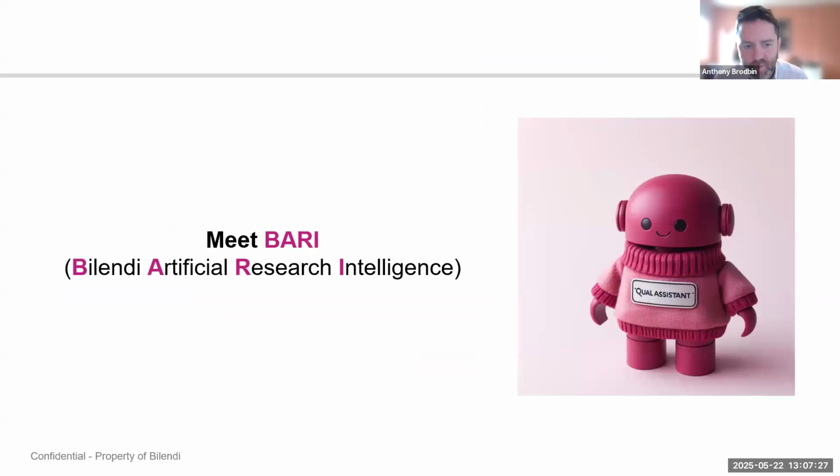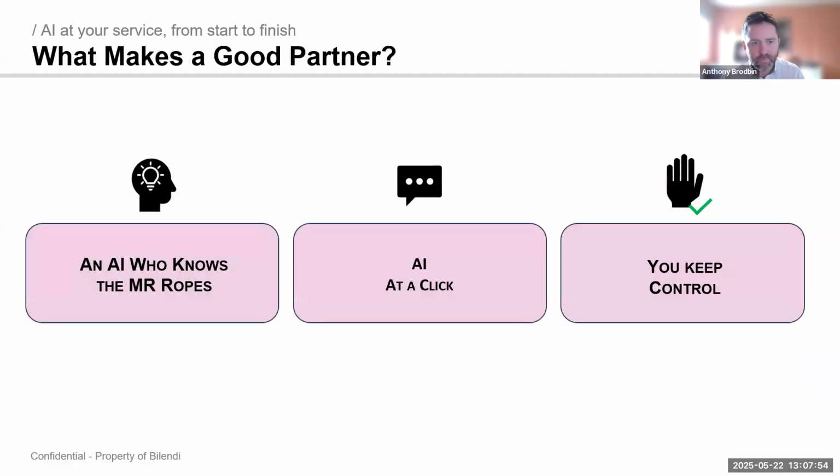So I want to take a second to introduce you to Barry here, who is the kind of qual research assistant that we've developed that can help you with all of these different project types that Melissa walked us through. So Barry stands for Bilendi Artificial Research Intelligence. We've done a ton of work to make Barry a true quali and a true AI assistant that can help you in many different ways to make your AI support easy, as the title suggests.